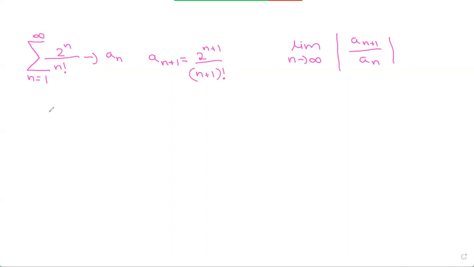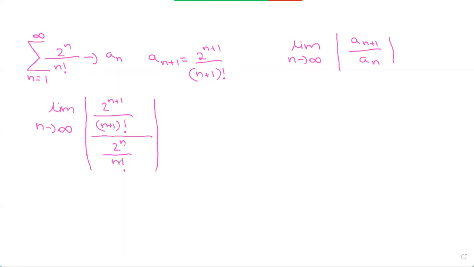So now let's find the value. This would be the limit as n tends to infinity of a_(n+1), which is 2^(n+1) divided by (n plus 1) factorial, divided by a_n, which is 2 to the power of n divided by n factorial. Now we can take the fourth term and multiply it by the first, and then the second and the third. So the limit as n tends to infinity of 2^(n+1) times n factorial, divided by 2^n times (n plus 1) factorial.